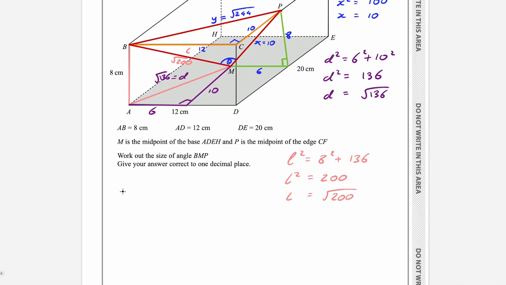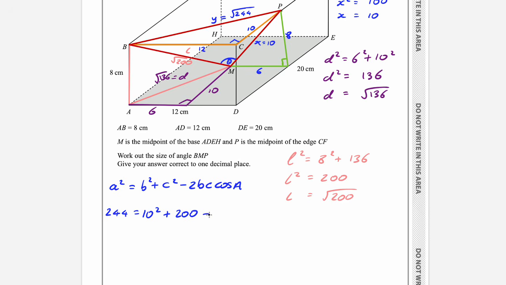So let's just go with cosine rule. Cosine rule is a squared equals b squared plus c squared minus 2bc cosine a. Because I want theta, my a is theta, and the opposite side is root 244. So a squared is just 244. B can be either one of these. Let's call it 10, so it's 10 squared, and c is root 200, so c squared is just 200.